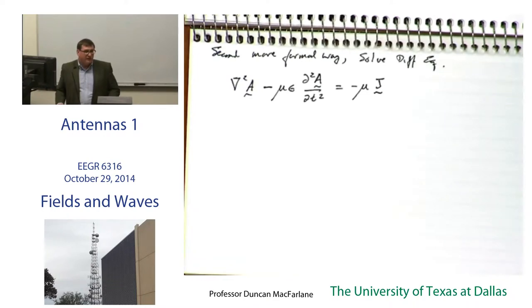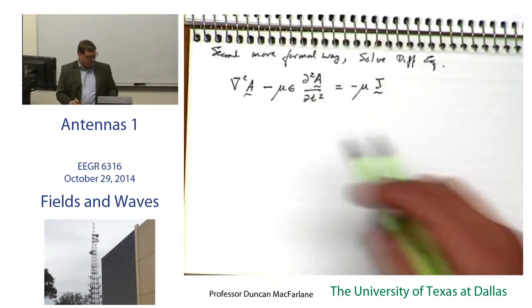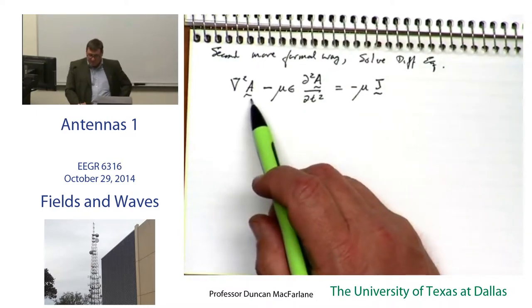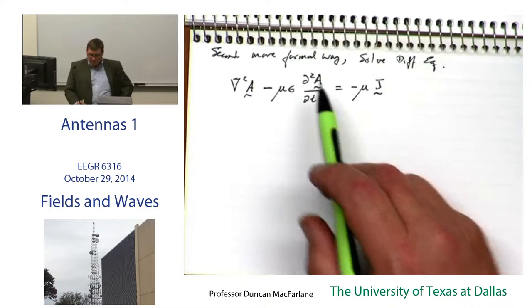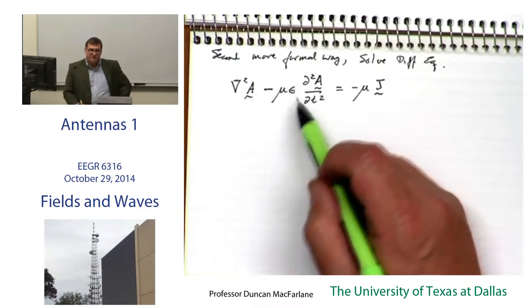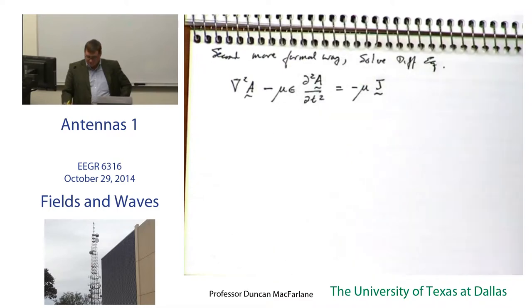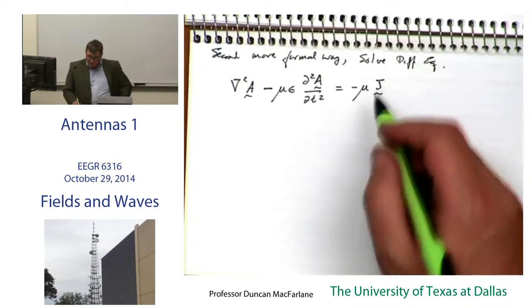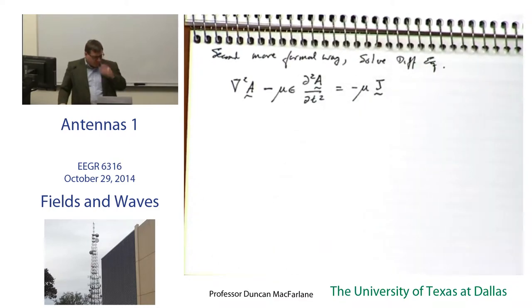Do you remember our long discussion of gauges? That'll make a good test question. We had that long discussion of gauges and everything, but we came down with this really nice second derivative in space of A, second derivative in time. That was the first time we met the speed of light in this course. 1 over c squared was equal to mu epsilon. And now we have this forcing term on the right-hand side of this.